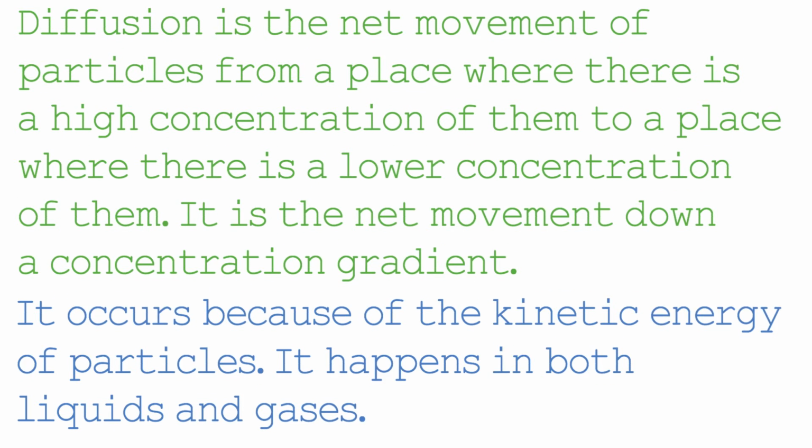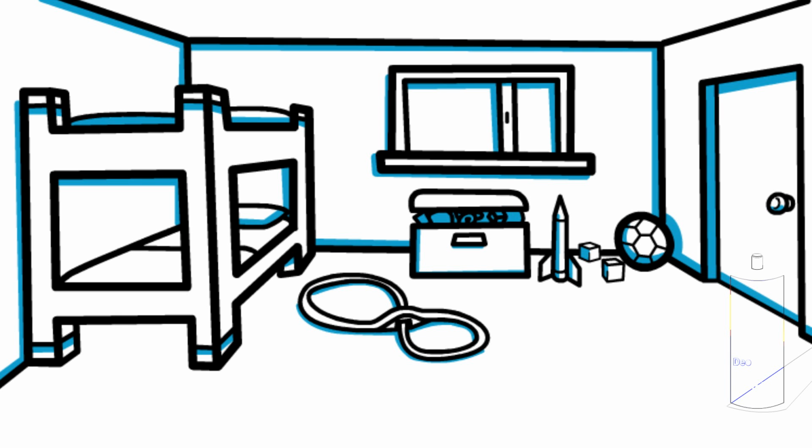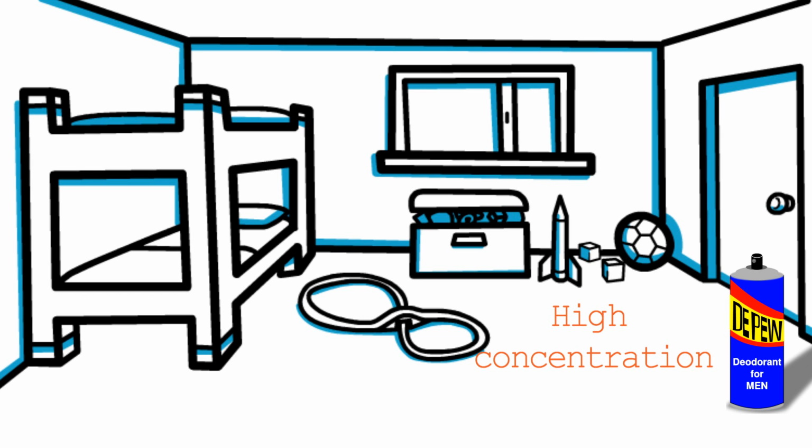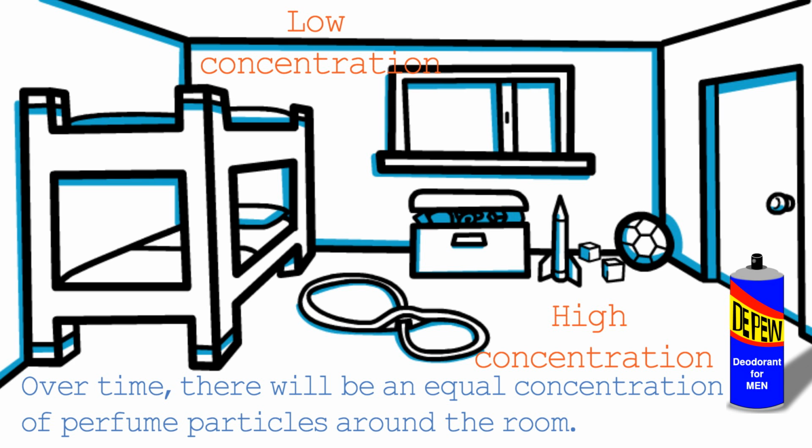So let's have an example of diffusion. We're going to use the example of someone spraying deodorant or perfume in a room. After the perfume has been sprayed, the perfume particles will be concentrated around where it was sprayed, and there will be no perfume particles on the other side of the room. However, over time the perfume particles will diffuse through the air in the room, and there will be an equal concentration of perfume particles around the room.